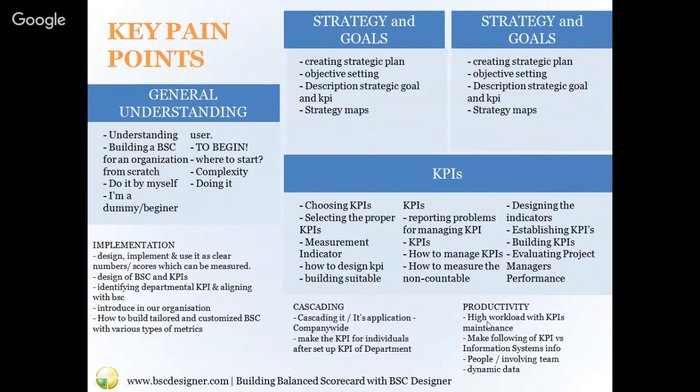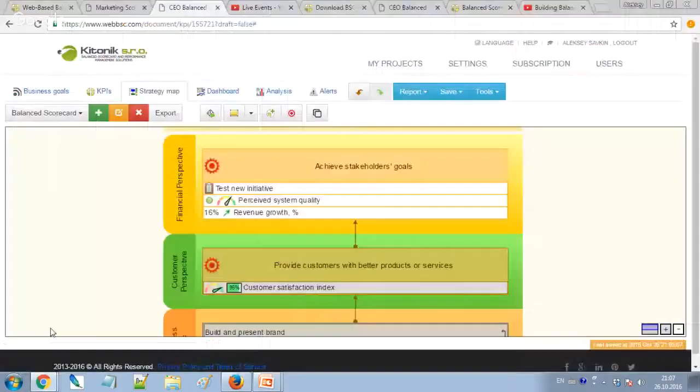Finally, we have productivity pain points. Well, I have sorted them according to my perception of them into this section. High workload with KPIs. I think it was supposed to be maintenance of the KPIs. Following of the KPIs versus informational system info. People question and involving the team. Working with dynamic data. So basically, the questions of productivity can be divided into the technical ones and into the motivational ones.